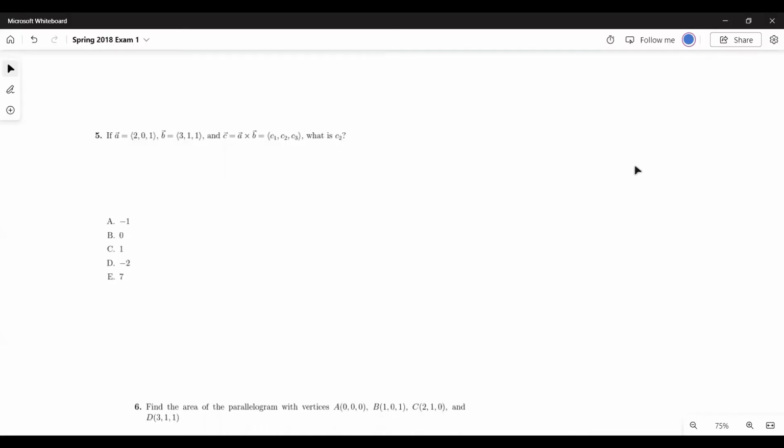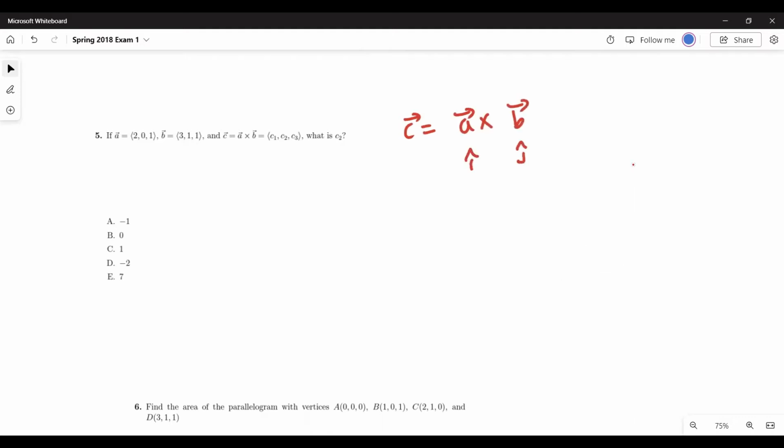Okay, this question asks if A equals (2, 0, 1) and B equals (3, 1, 1) and C is the cross product of A and B, what is C2? Okay, let's do cross product. So vector C is vector A cross product B.